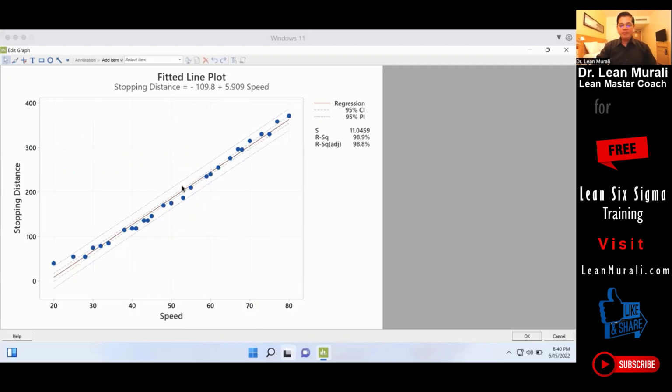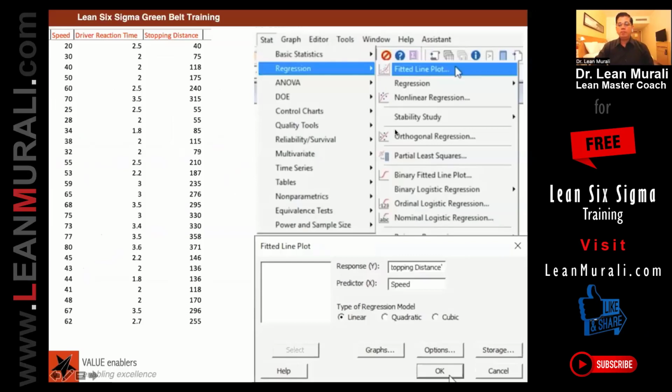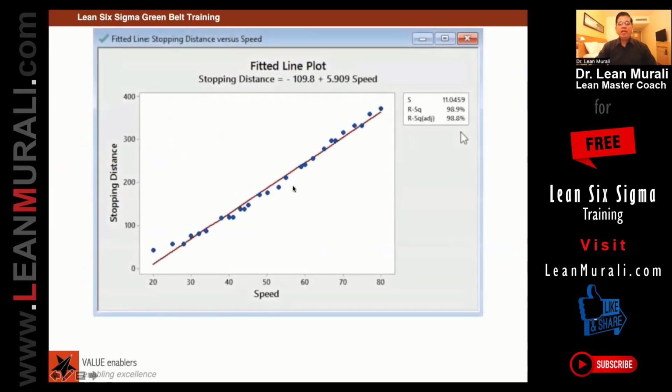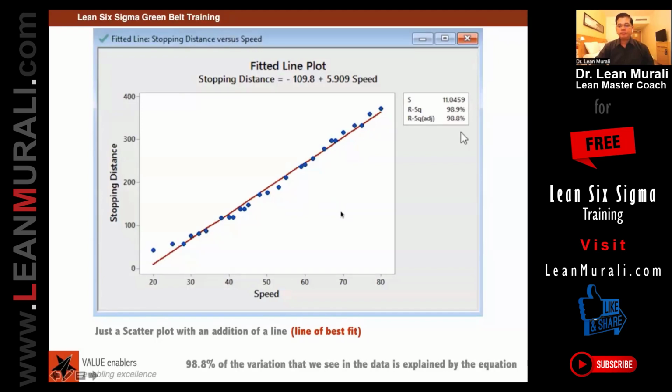Great. Now let me go to the PowerPoint and explain a few things. We have taken this fitted line plot, and we got these details here, which we saw in MINITAB directly. This is called the line of best fit. So we said that 98.8% of the variation that we see in the data is explained by the equation.